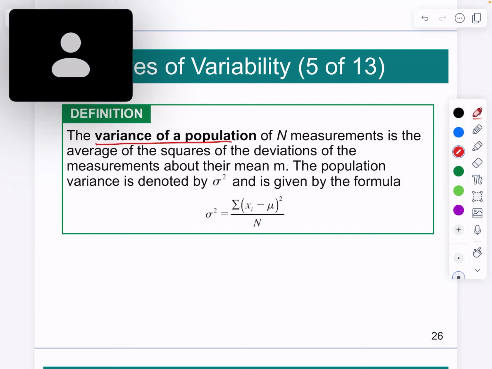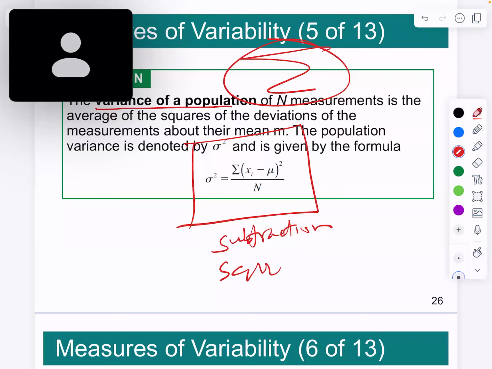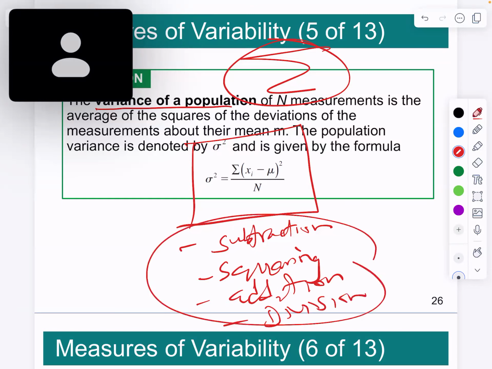Now, when you see a formula like this in math, I've told you the meaning of this is addition, right? Now, all you can see here is subtraction. You are subtracting. You are squaring. You have addition. And you have division. These are the things we all do in maths.